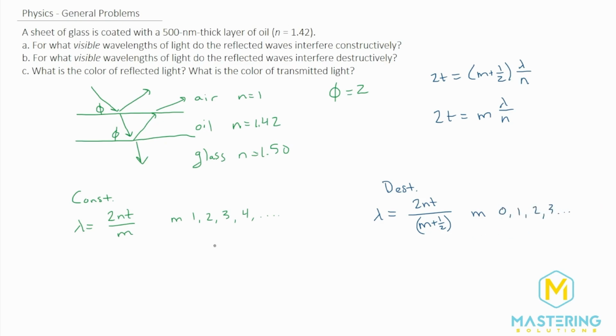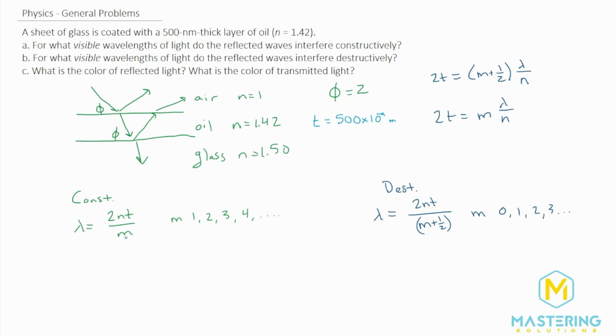in whole integers. They tell us in the question as well that the t, or the thickness of the oil film, is equal to 500 nanometers. So 500 times 10 to the negative 9 meters. And now as we look at our equations here, we have everything. We have the n of the thin film. We have the thickness of the thin film.